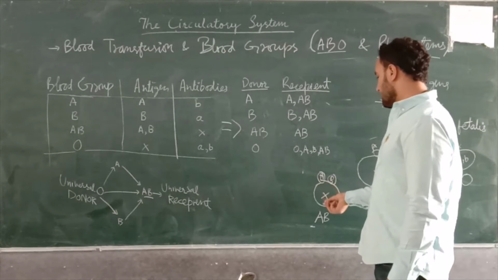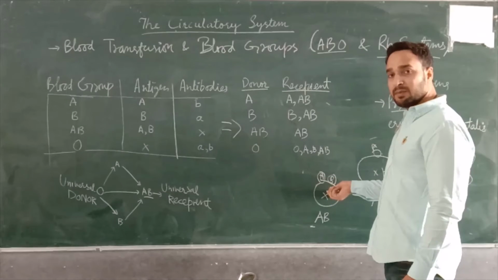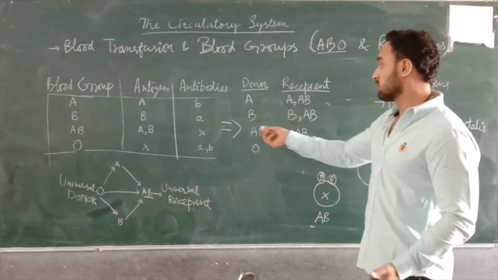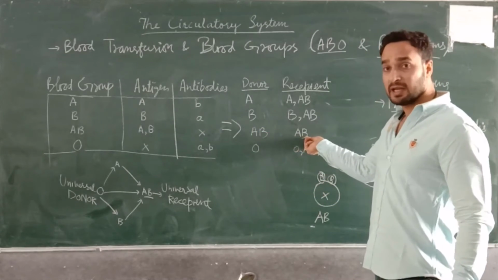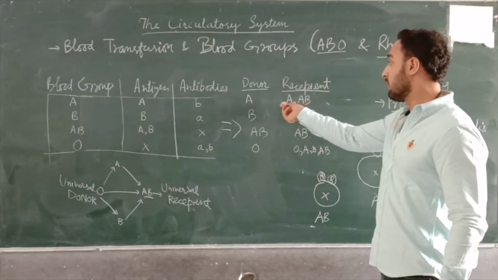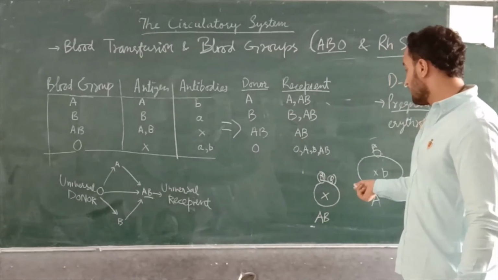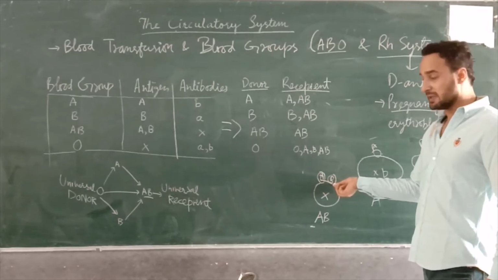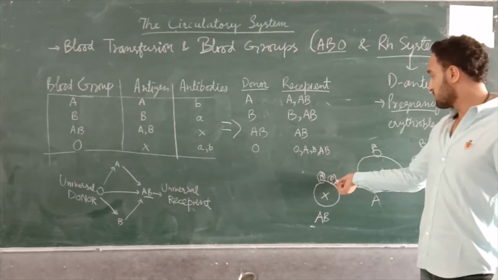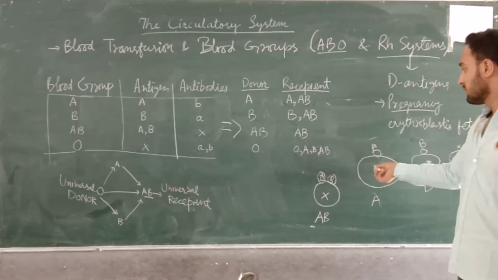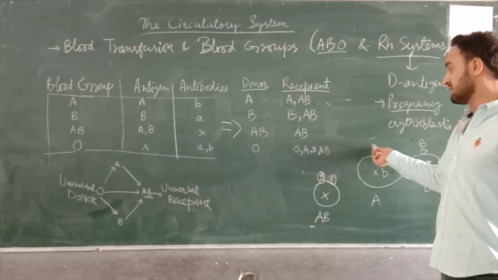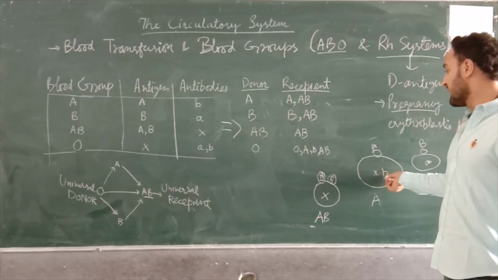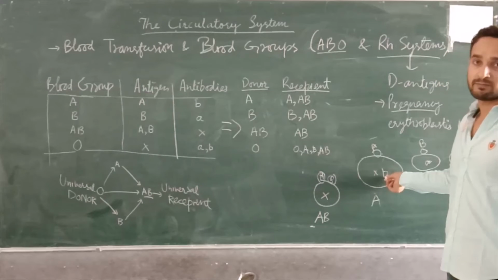Why can blood group AB be given only to AB, not A or B? Because we see here the blood group AB has both the antigens A as well as B. And if this blood is being given to A, this A antigen is here, A antigen is here, it was fine. But this B antigen present here will react with this B antibody.